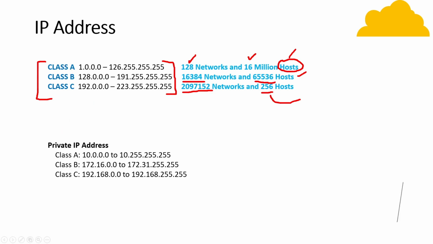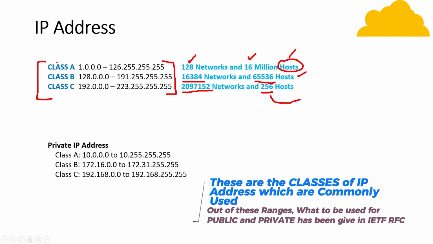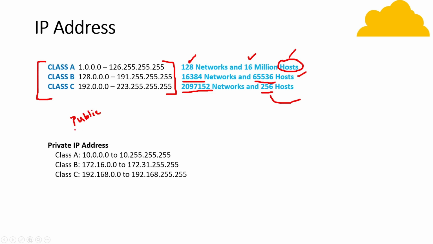But can we use all these IP addresses in our private network? No. We cannot use the complete range of IP addresses in our private network because there is something called as public IP address range and private IP address range. Public and private. So what exactly the IP ranges which are used by public? Whichever IP ranges you don't see here, everything will be used by public apart from the reserved IP address range.